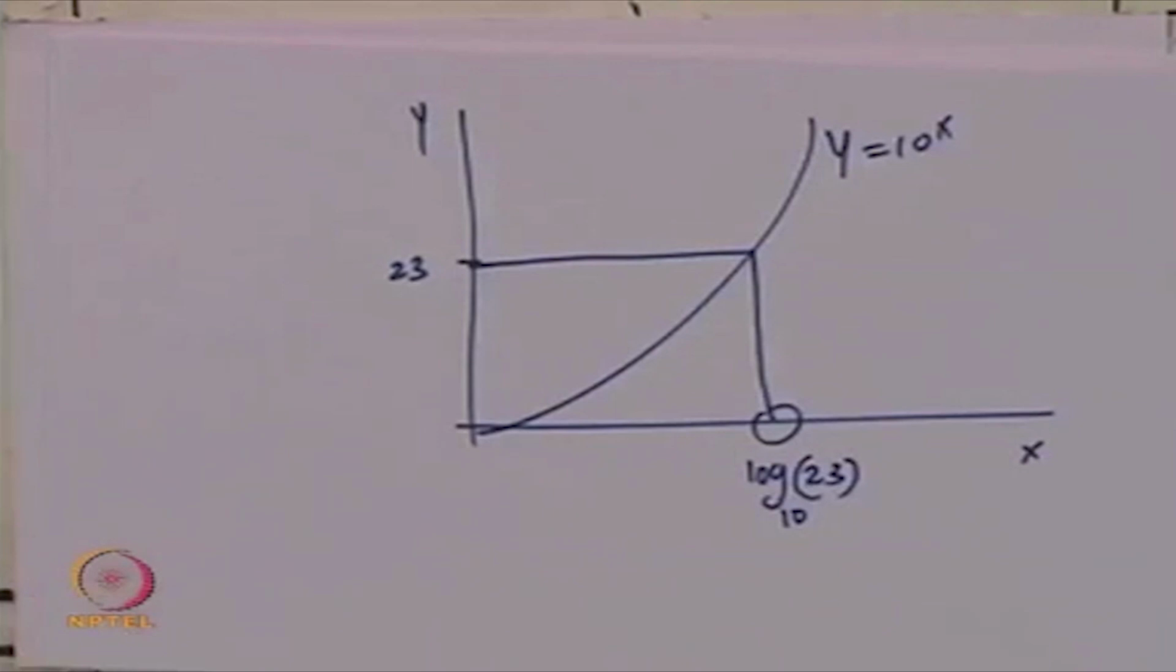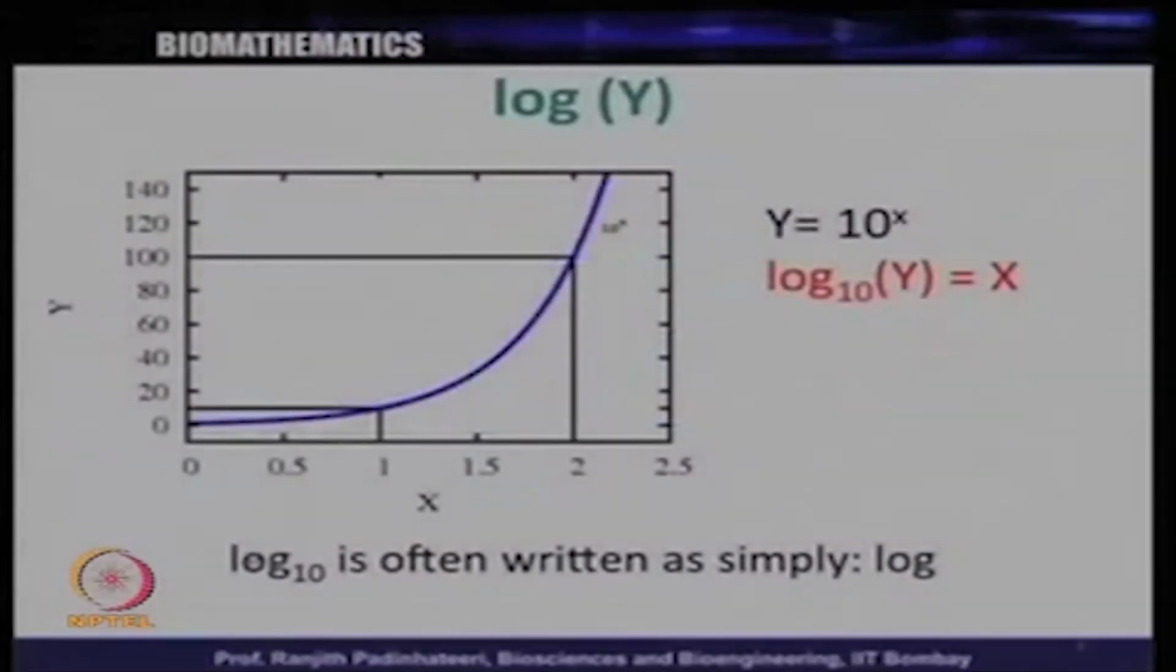So, log 10, as it is written in the slide here, is often written as simply log. So, when you see log of something, most often it is log to the base 10. That is, you are calculating what is the x value corresponding to the y value if you take this 10 power x curve as a base curve and then draw such lines. This is what logarithm gives.